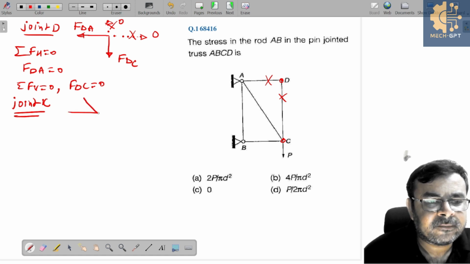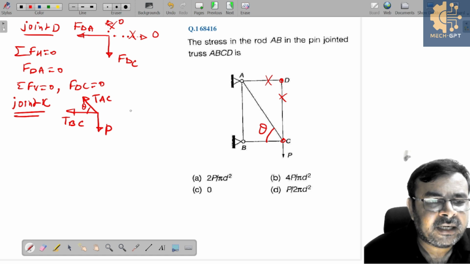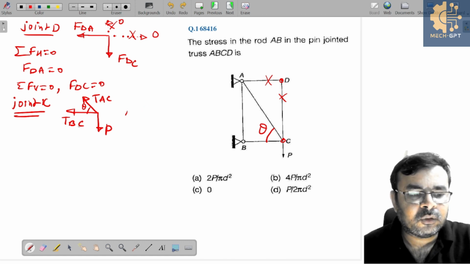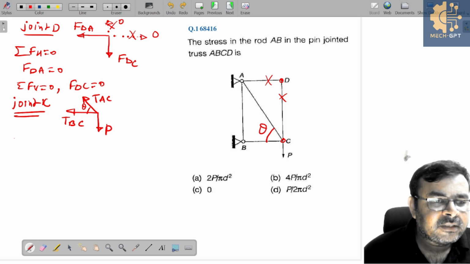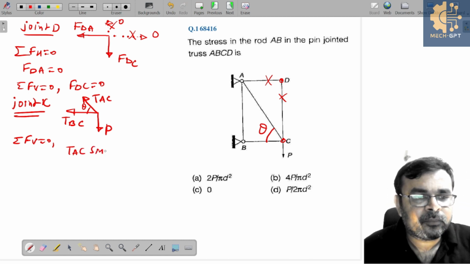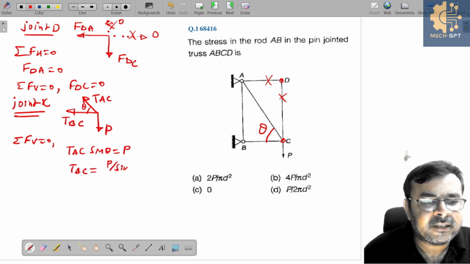So now if I again apply method of joints for joint C, you will get it like this. This is P and this is TAC and this is TBC. Yes or no? And in between here we have angle theta. Let's say this angle is theta. So can I say TAC? Obviously TAC has two components, one vertical and another horizontal. So if I write summation of vertical force is equal to 0, we get TAC sine theta is equal to P. So from this we can say TAC is equal to P over sine theta.